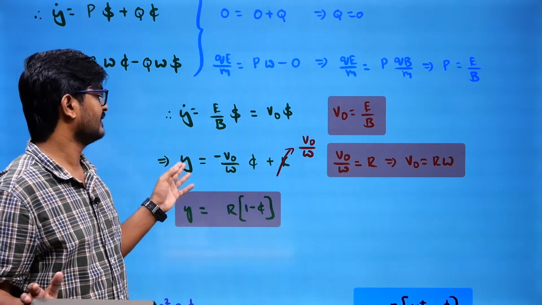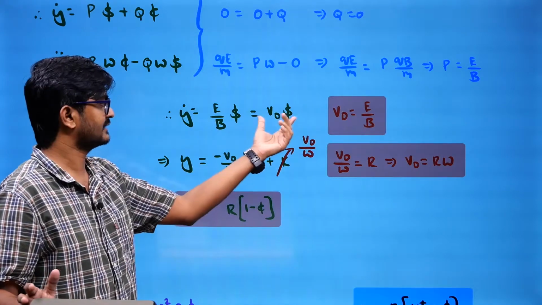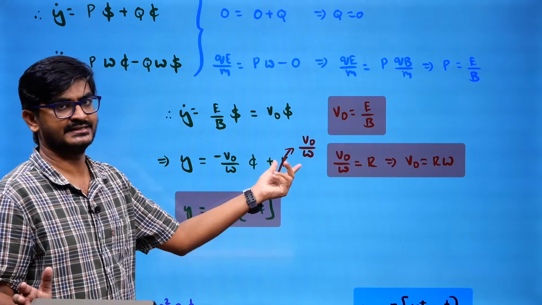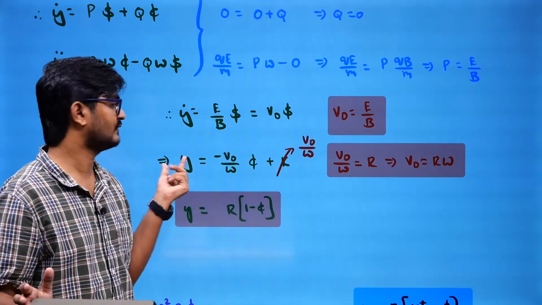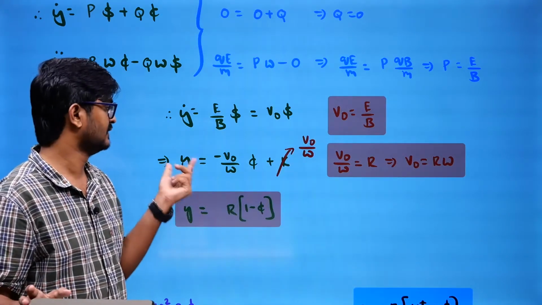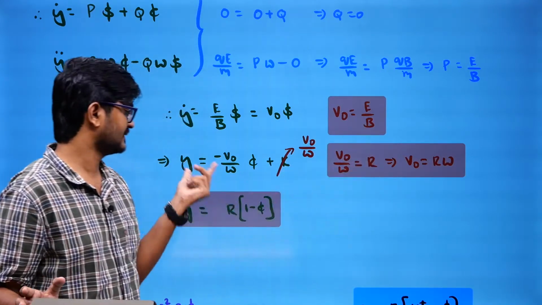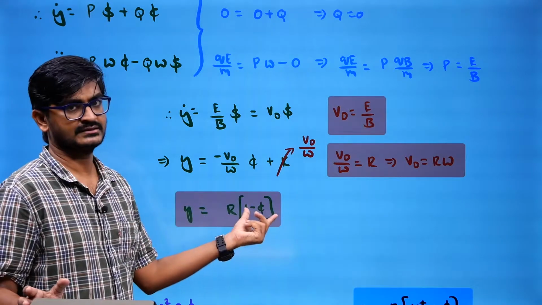So from here I will be getting y. If I integrate it, I will be getting integration of this one as minus v0 by omega into cos omega t plus some constant. That constant I can easily prove is v0 by omega, because at t equal to 0, the y coordinate is 0. Now from here v0 by omega, I am assuming it as r, so that I can write it much more easily. So y equals r into 1 minus cos omega t.